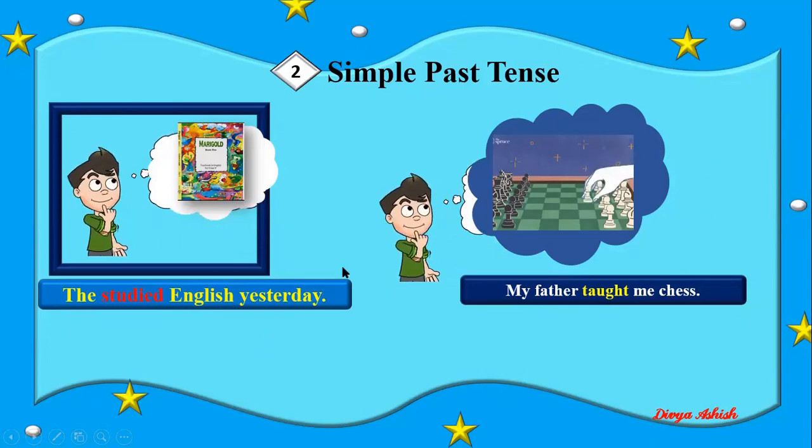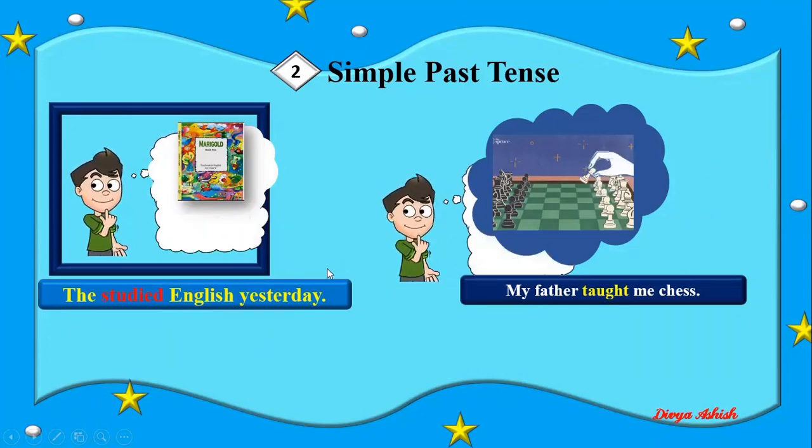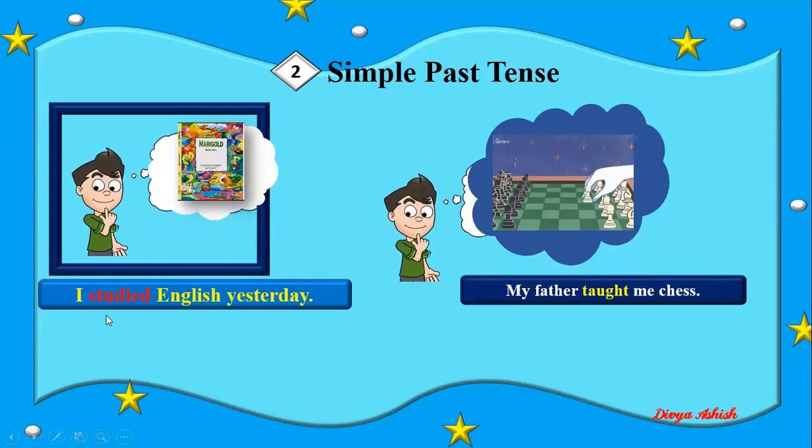Simple past tense. Children, let's now go through the basic rule of simple past tense. The first example here is I studied English yesterday, says the boy. In this sentence, the verb studied indicates an action that occurred in the past. So the verb studied is in the past tense form.